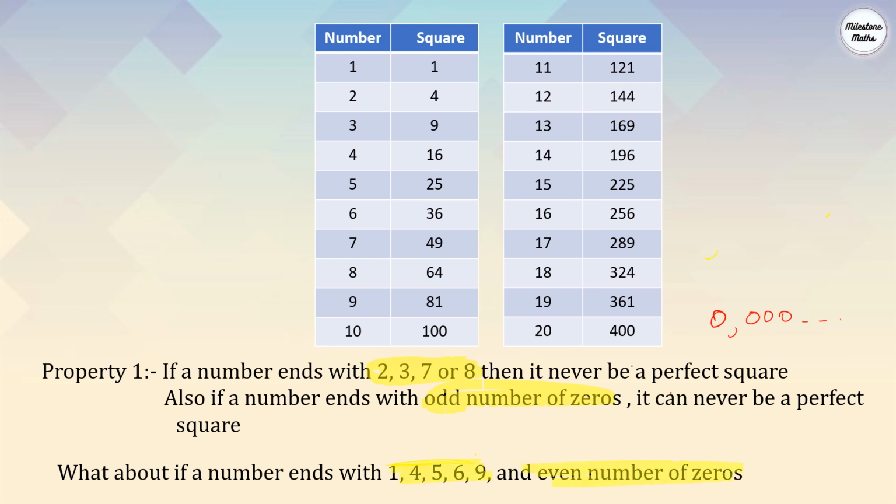Yes, if the number ends with 1, 4, 5, 6, 9, there is more probability that it can be a perfect square, but it is not always true. We will see this condition. We will be covering all these properties of a square root in some other separate video. So now let us see how this property helps us find whether a number is a perfect square or not.